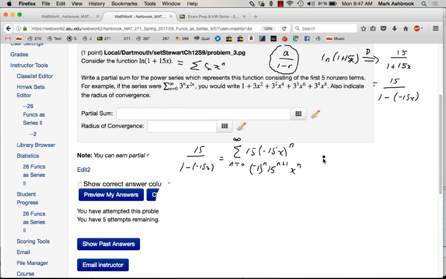All right, and let's write out some terms of that. So I think we get when n equals 0, we get 15. When n equals 1, we get negative 15 squared x. And then plus, when n is 2, 15 cubed x squared, and so on. Did I do the math right? Did I make a mistake? Does that look right? Okay, on and on and on.